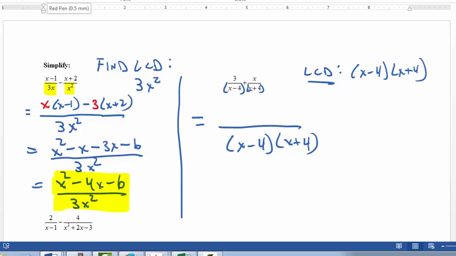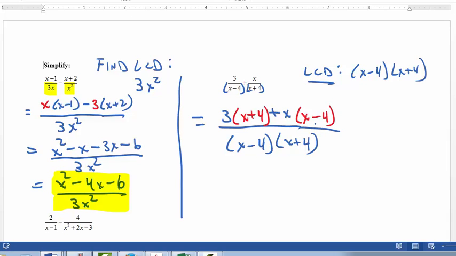So the first one, right, the 3, that fraction was missing the x plus 4. So I do 3 times x plus 4. And now here I have a plus. And the second fraction, which had the x initially, was only missing the x minus 4. So this is what I have.